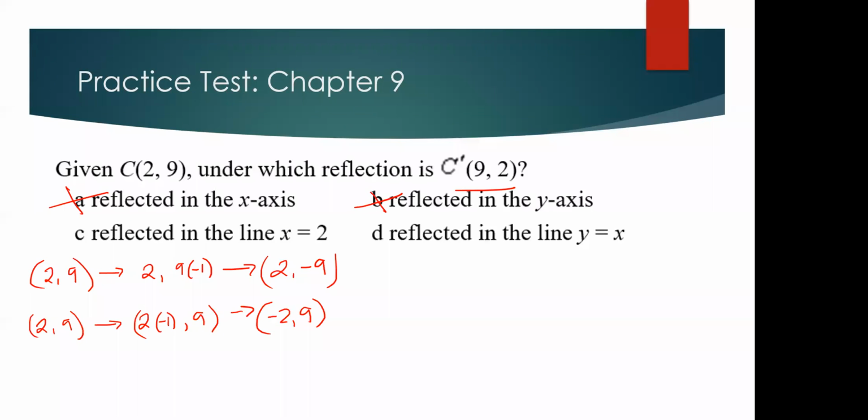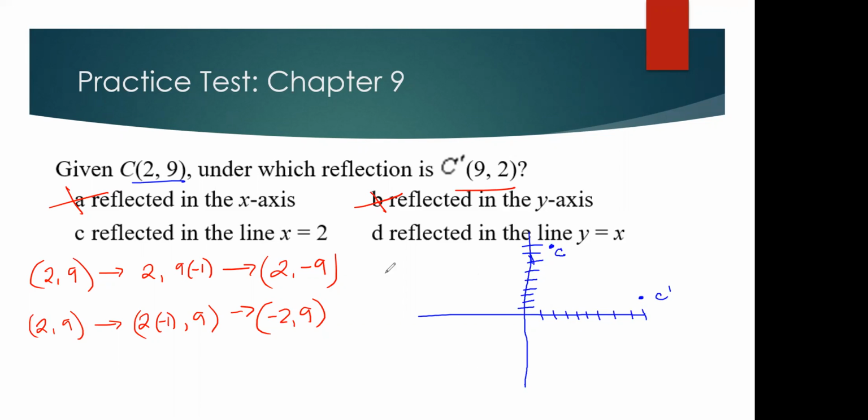What I would do is draw a little sketch here of a coordinate plane. 1, 2, 3, 4, 5, 6, 7, 8, 9 along each axis. And I would plot these points. So this is (2, 9), that's about right there. And this is (9, 2). Okay, and this is C, and then this is the reflection of C.